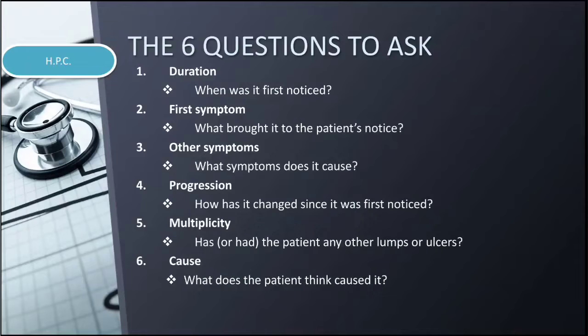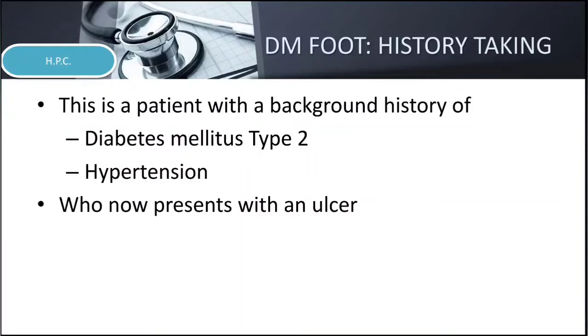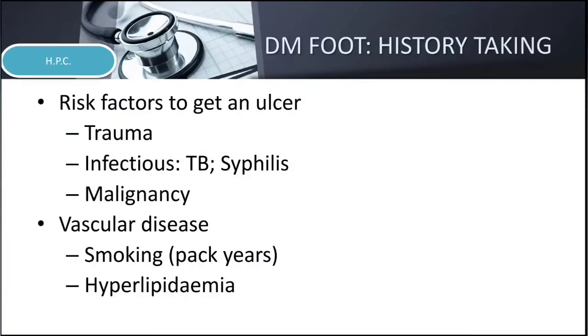So I expanded this in the video that is again in the description of this video. So you have to watch that video. It's very important, right? So as you proceed, you have mentioned that the patient has diabetes, type what? Hypertension, who now presents with an ulcer, and you have described according to this format. Now you have to mention the risk factors to get an ulcer, right?